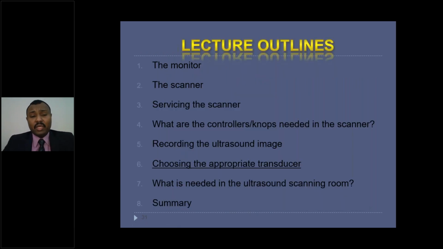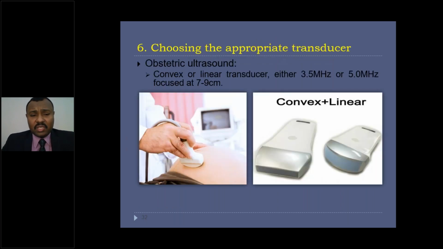So this was regarding point number 5, and I'm going to move to point number 6, which is regarding how to choose the appropriate transducer. And as I mentioned earlier in this lecture, the ultrasound transducer is a part of the ultrasound machine connected directly to it, and it comes in touch with the body of the patient during ultrasound scanning. And as you see in this image, we have a pregnant lady, and here the ultrasound transducer touches directly the skin of the patient during the ultrasound scan.